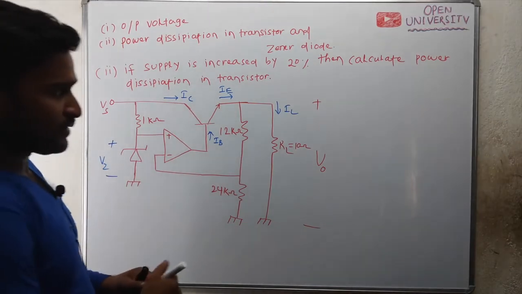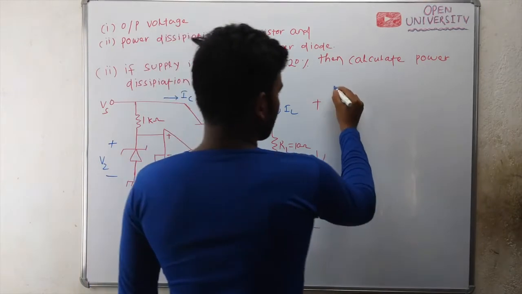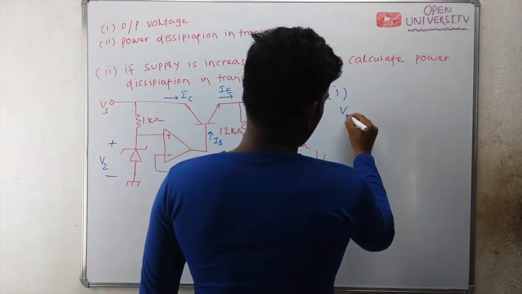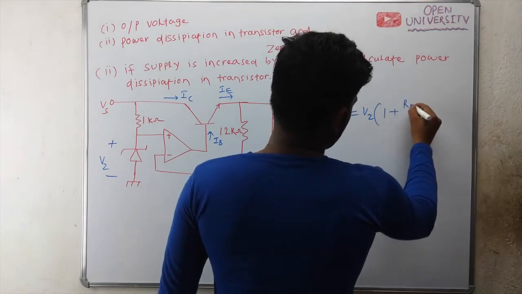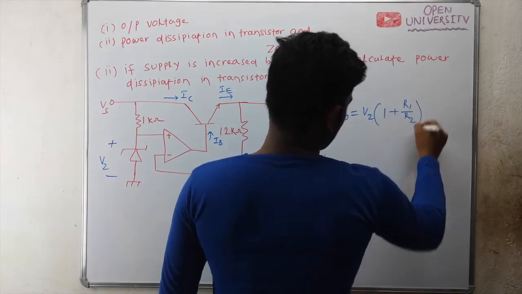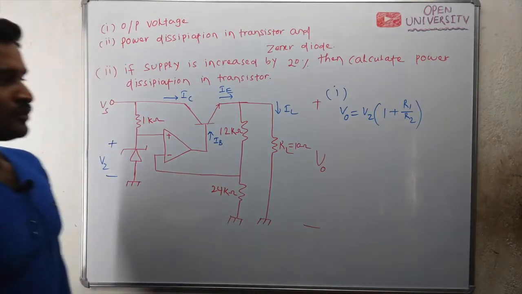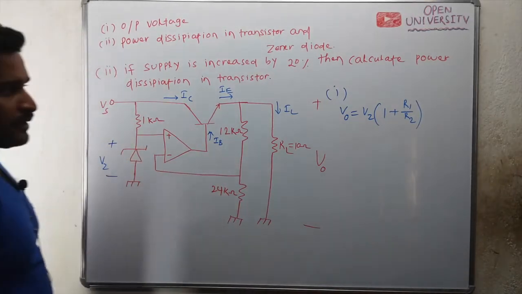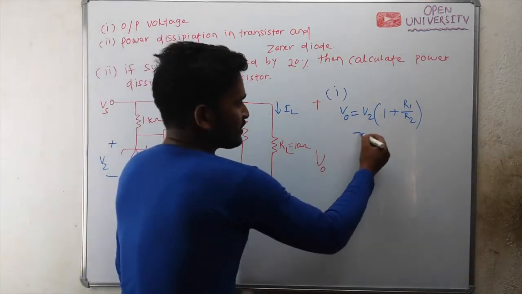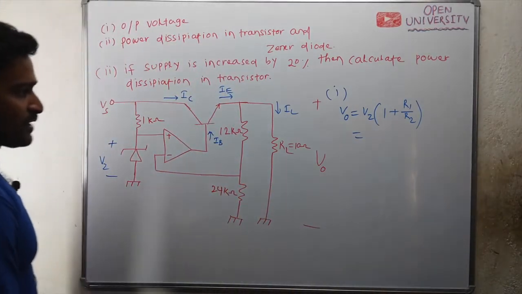The first question is about finding the output voltage. What is the formula for output voltage? Vz into 1 plus R1 by R2. Now we discuss this formula. This is an op-amp controlled series regulator, and the output voltage formula is Vz into 1 plus R1 by R2.